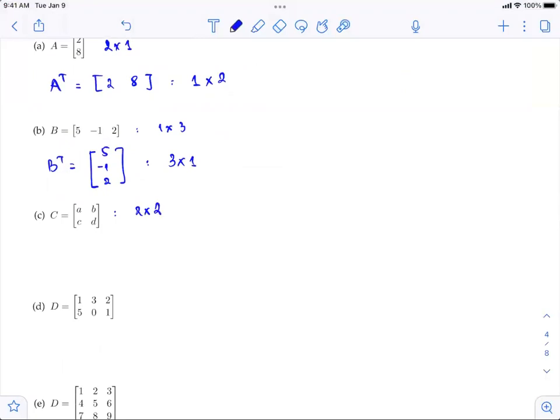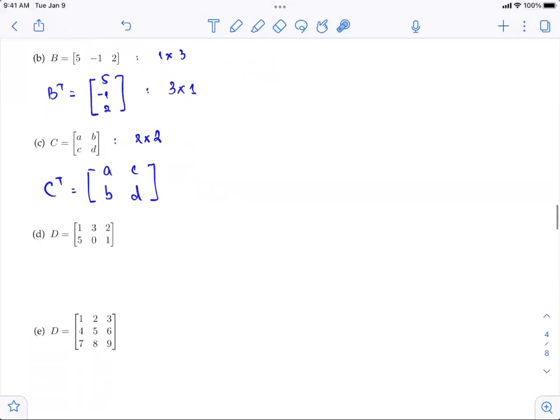This is a 2 by 2 matrix, but the transpose becomes A, B, C, D. Right? So the rows become columns. This is also a 2 by 2 matrix. The next matrix is a 2 by 3 matrix, so the transpose is going to be a 3 by 2 matrix. Again, rows become columns, columns become rows. So D transpose is going to be equal to 1, 3, 2 and 5, 0, 1, and this is a 3 by 2 matrix.